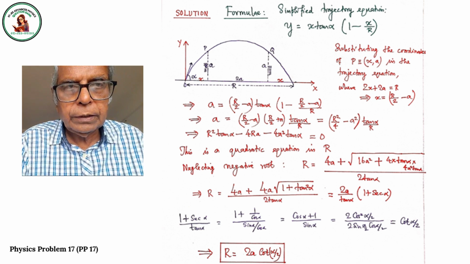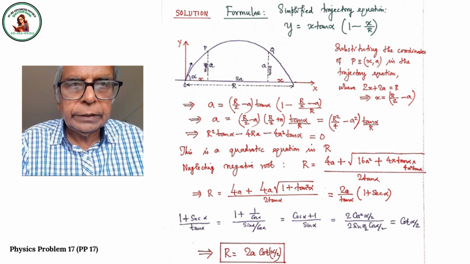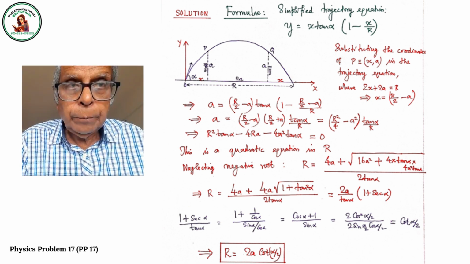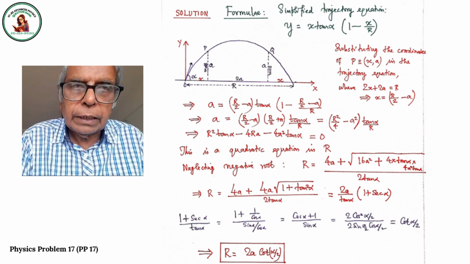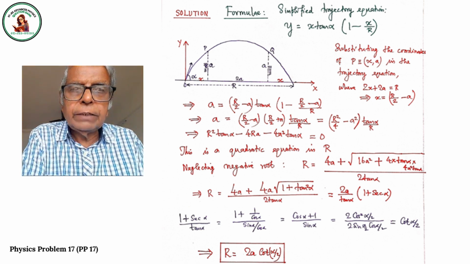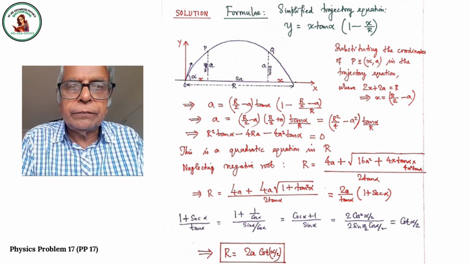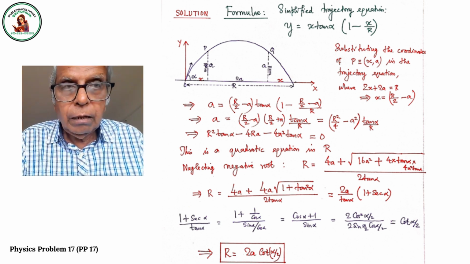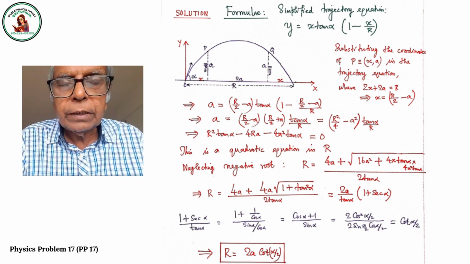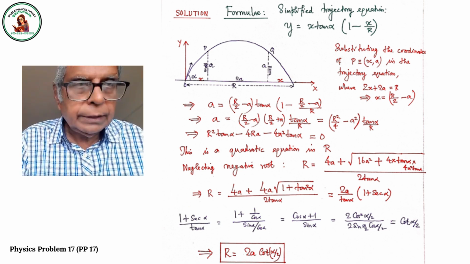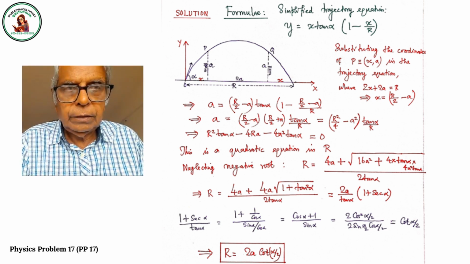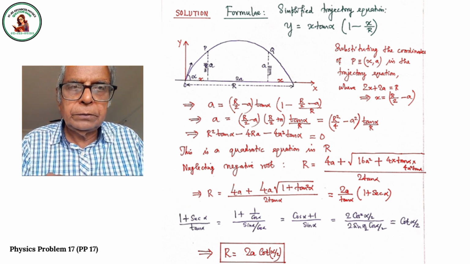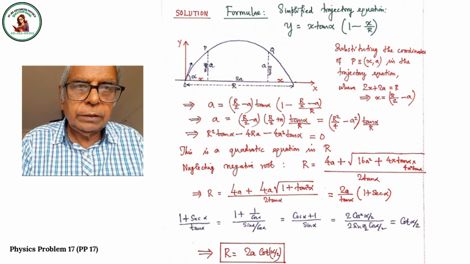So we substitute the coordinates of P in the trajectory equation and we get a quadratic equation in R. The positive root of the quadratic equation is our required answer. But when we work it out, we get a certain trigonometric expression for R, whereas it can be converted to another simpler form which is explained in the solution. So as mentioned, it is a simple equation and a simple solution.